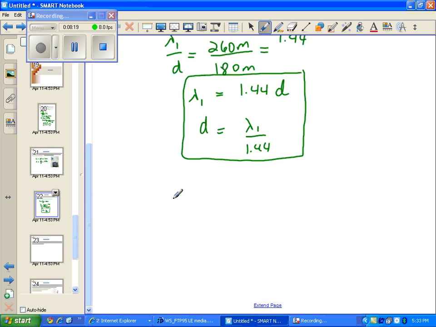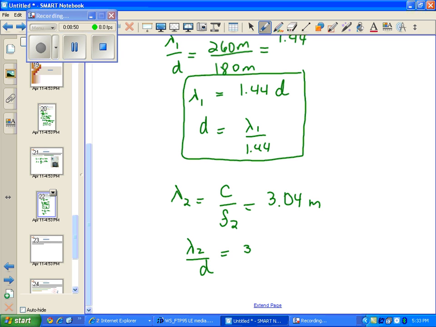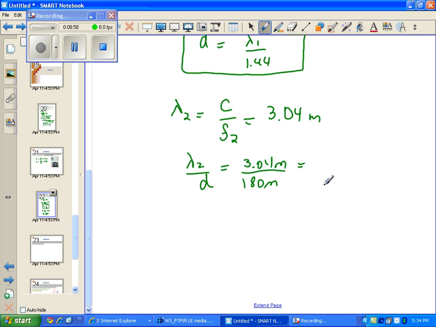In the case of FM, lambda 2 here will be equal to c divided by the frequency of the FM, which was given to us as 98.1 e to the 6 hertz, and so the wavelength of that light is 3.04 meters. And here again, we can take that wavelength divided by our distance, 3.04 meters divided by 180 meters, our distance to the transmission, and we get 0.0169 wavelengths. So what that means is it's about 1.69% of the distance where we are located.